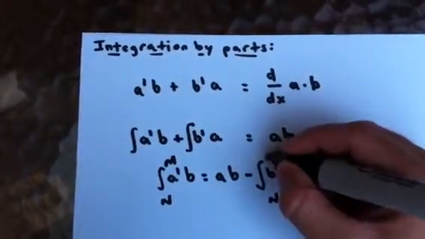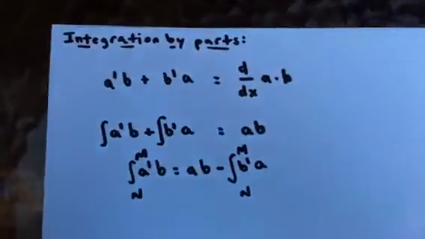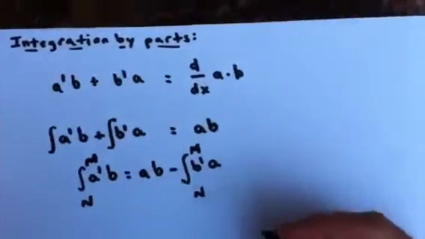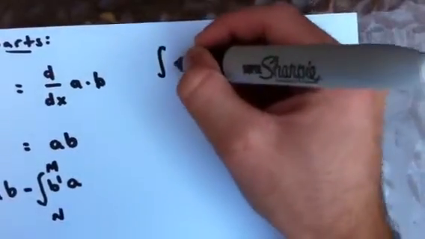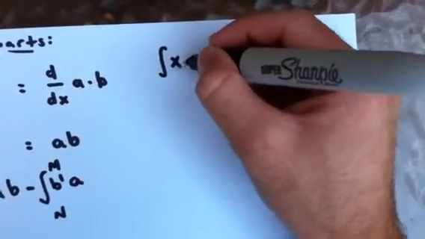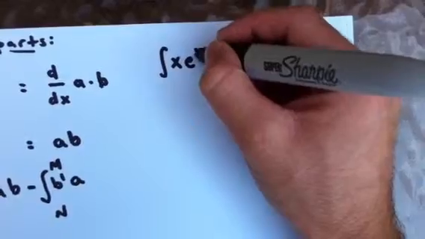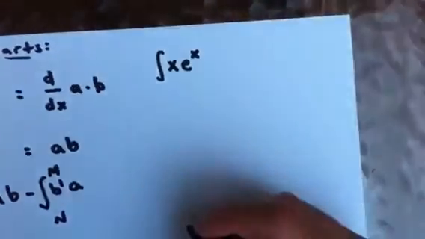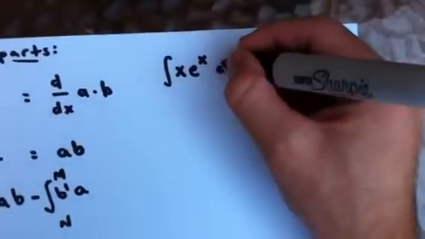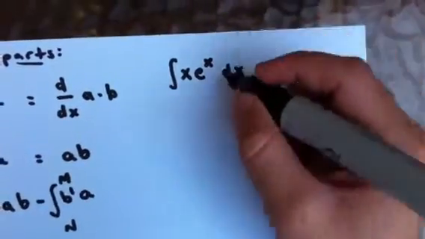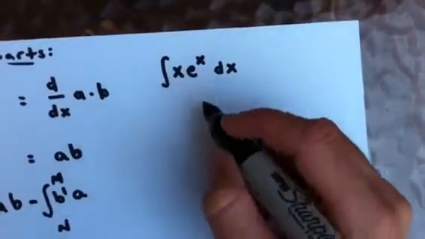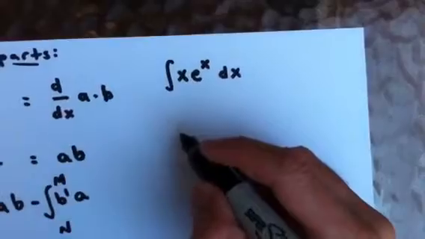So, to show an example here, let's take the integral of x times e to the x dx. And we're going to keep this indefinite, so we're not going to have any bounds.